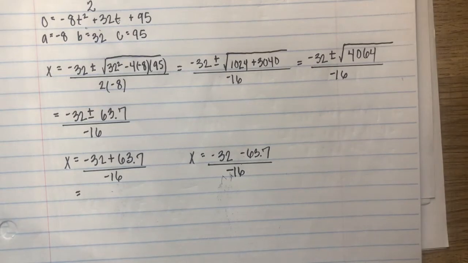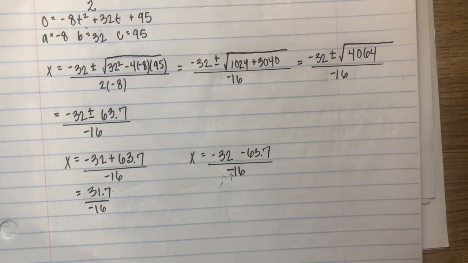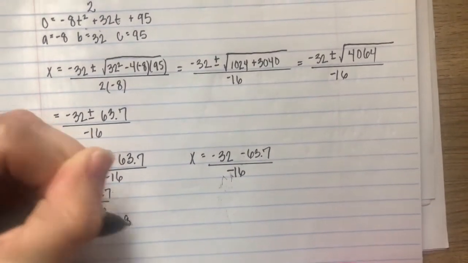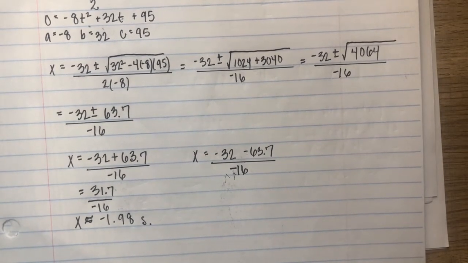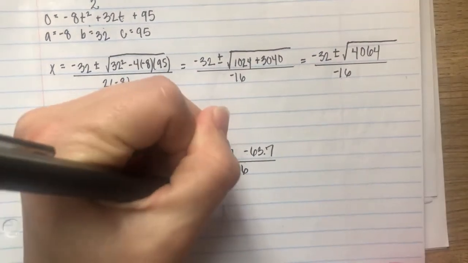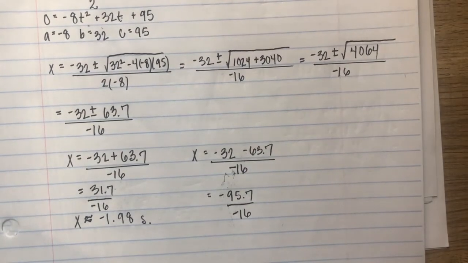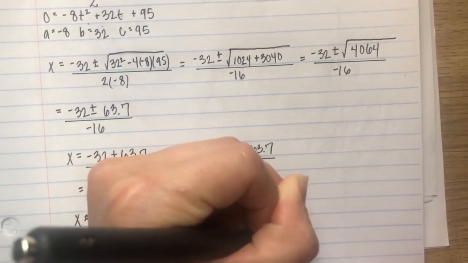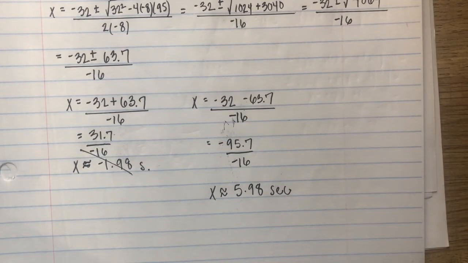So if I do negative 32 plus 63.7, I get 31.7 divided by negative 16, and that is about negative 1.98 seconds. And then for the second equation, negative 32 minus 63.7 is negative 95.7 over negative 16, and if I divide that, I end up with x is approximately 5.98 seconds. So it doesn't make sense for us to have a negative time. So the time it takes for it to hit the ground is going to be 5.98 seconds.